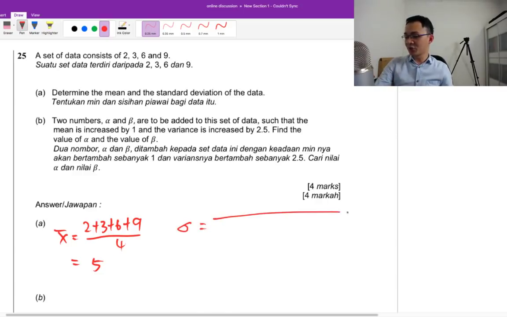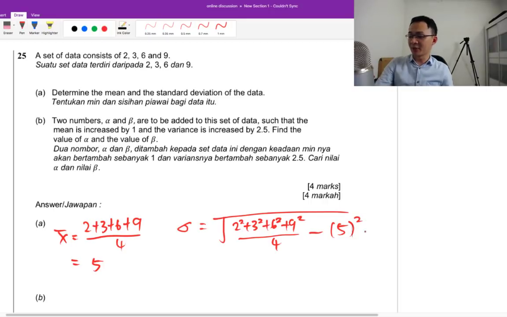Alright, and then I will do the standard deviation. Standard deviation is the square root of the sum of squares. So it's 2 squared plus 3 squared plus 6 squared plus 9 squared divided by 4, minus the mean squared, which is 5 squared. 5 is the mean, right? Minus the mean squared, and then you will get the answer. So I will do 2 squared plus 3 squared plus 6 squared plus 9 squared divided by 4 minus 25. Square root, and the answer I should get is 2.7386. Okay, so done with A. Then we go to B.